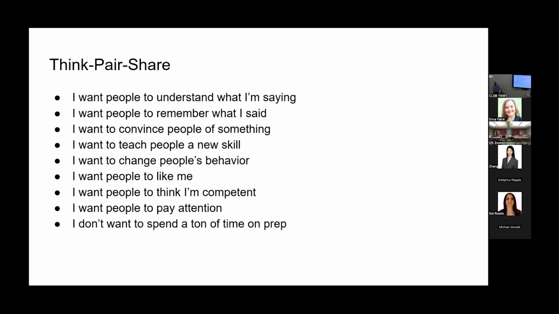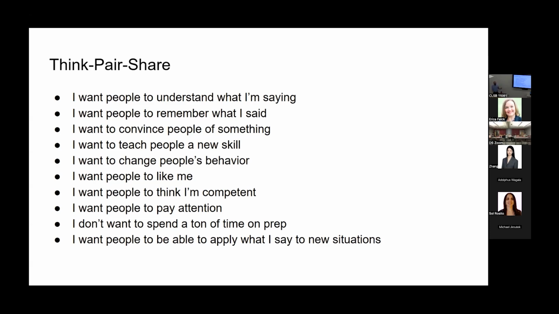You might not want to spend a ton of time on prep. I want to acknowledge that not everyone has a bunch of time to use to prepare for presentations. So that's just a reality of this kind of thing. And then finally, I want people to be able to apply what I say to new situations. So these are just some possible goals.